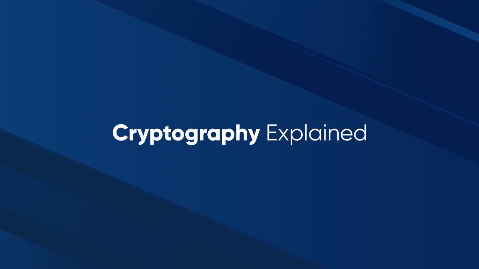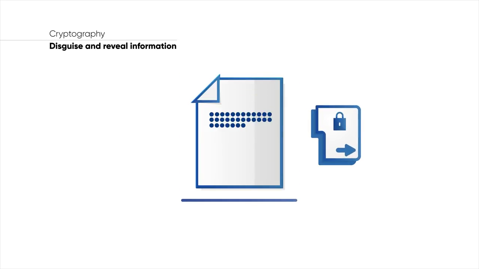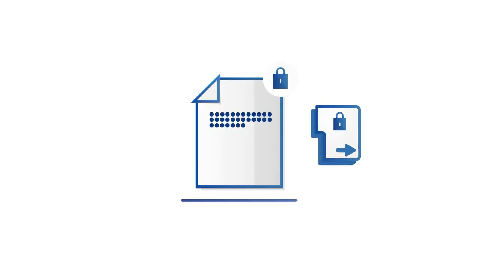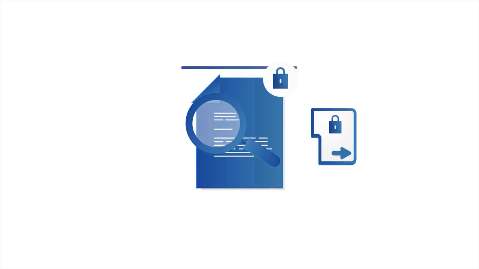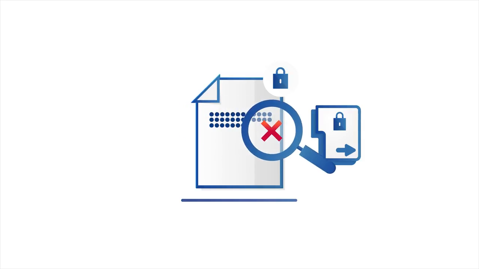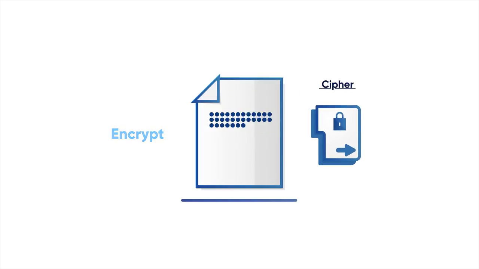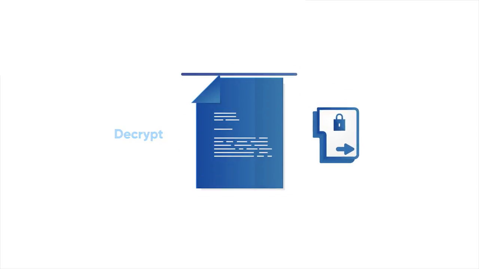Cryptography Explained. Cryptography is the method of disguising and revealing information through complex mathematics. Any piece of information can be encrypted, making it impossible to read except for by the intended recipient. The encryption is done by an algorithm called a cipher, which is also needed to decrypt it afterwards. A lot of people actually use encryption on a daily basis, mostly without realizing it.